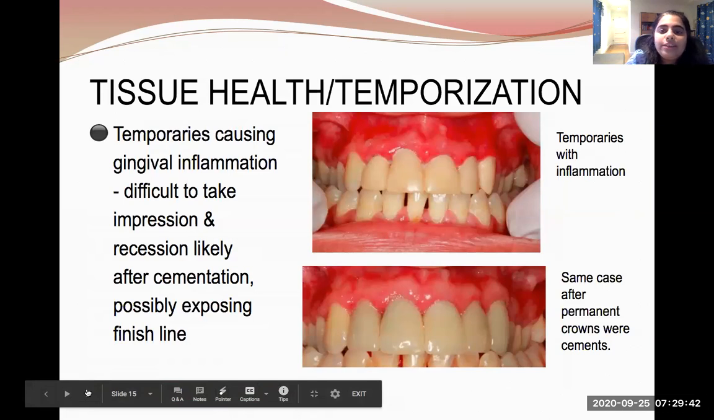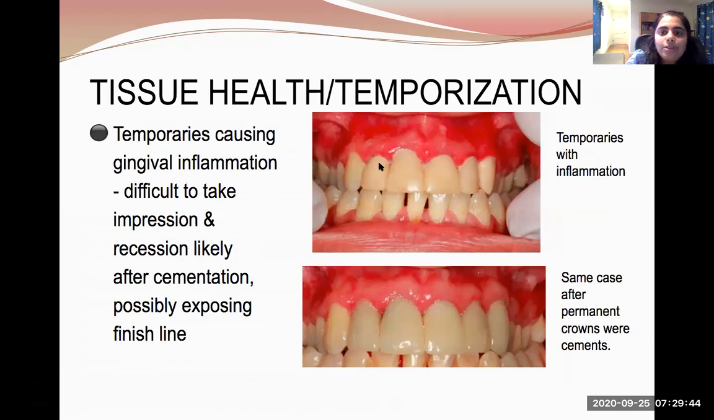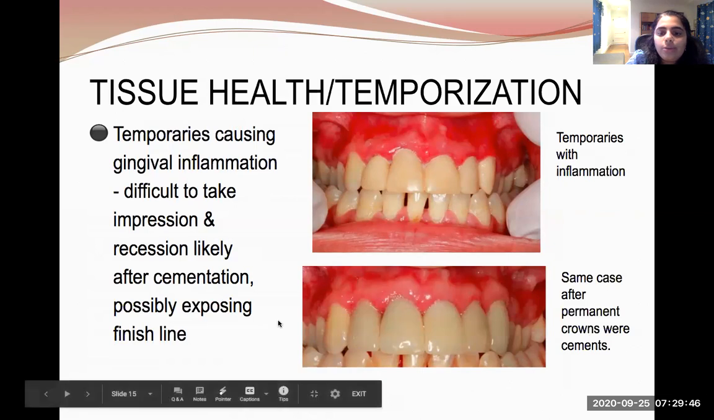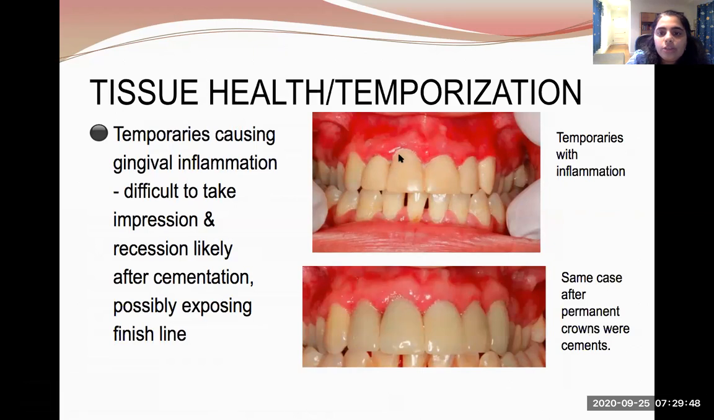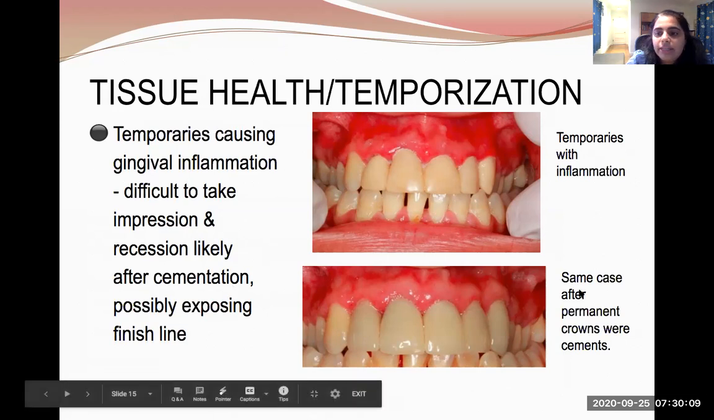And you can see the effect of bad temporaries on the final outcome. So you can see over here, there's already some recession. If the temporaries were a better fit and were done better, then we could have avoided this problem. There's difficulty in taking impression, and recession is likely after the cementation, which can expose the finish line.